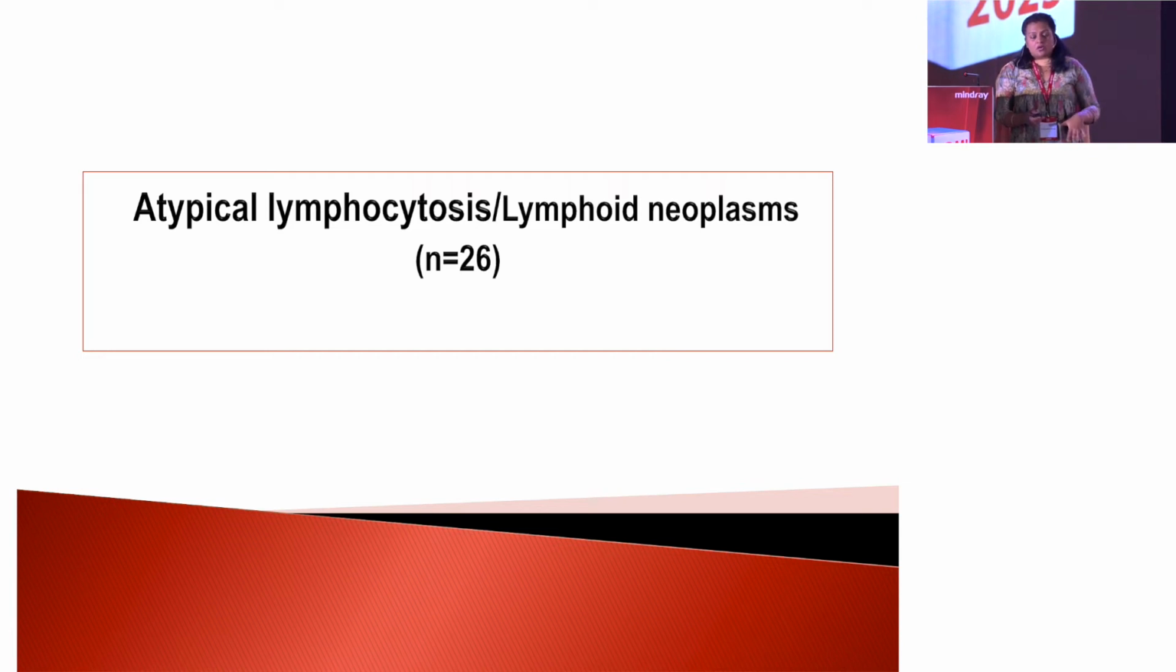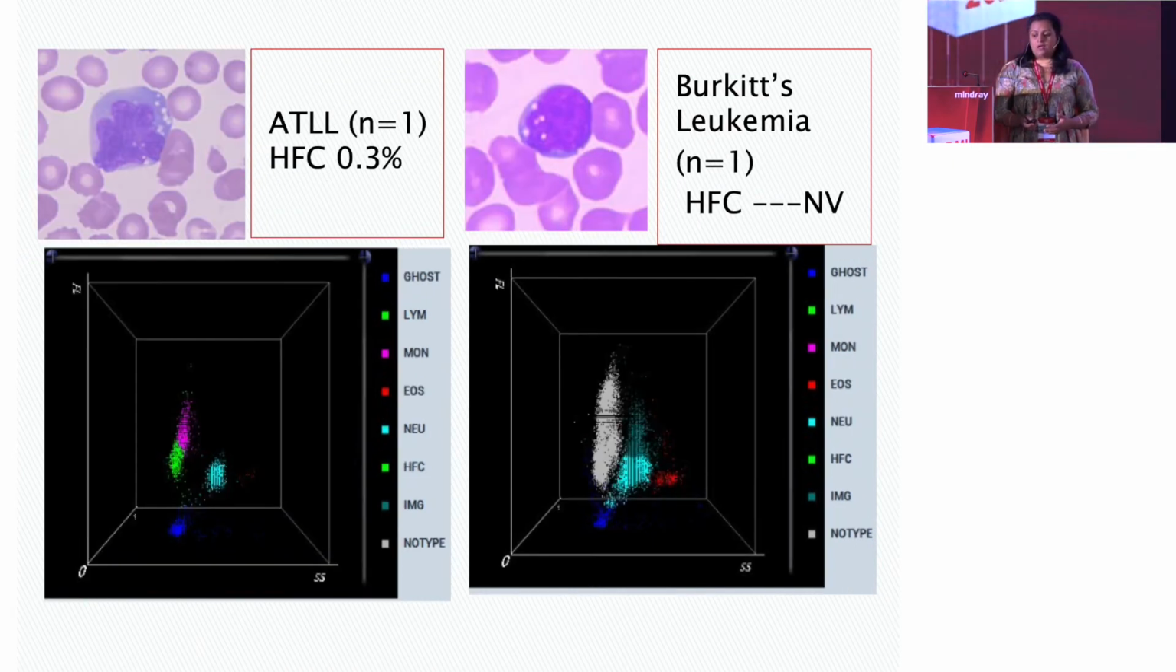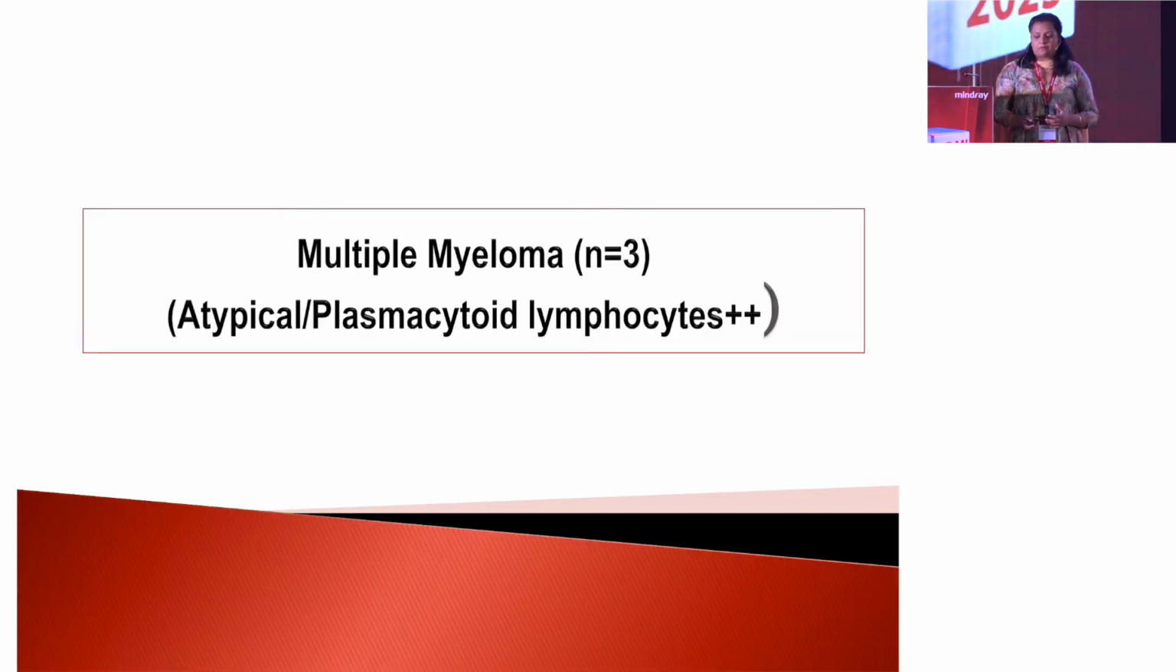Now, coming to the non-infectious group, there was a total of 26 cases which have been segregated. Bulk of it was the CLL. Here, the HFC was not that high. We had 4 cases of hairy cell leukemia. Again, the HFC mean was not high. 1 case of adult T-cell leukemia lymphoma, HFC not high. And Burkitt's leukemia, which couldn't show any differentiation on the scattergram, no value.